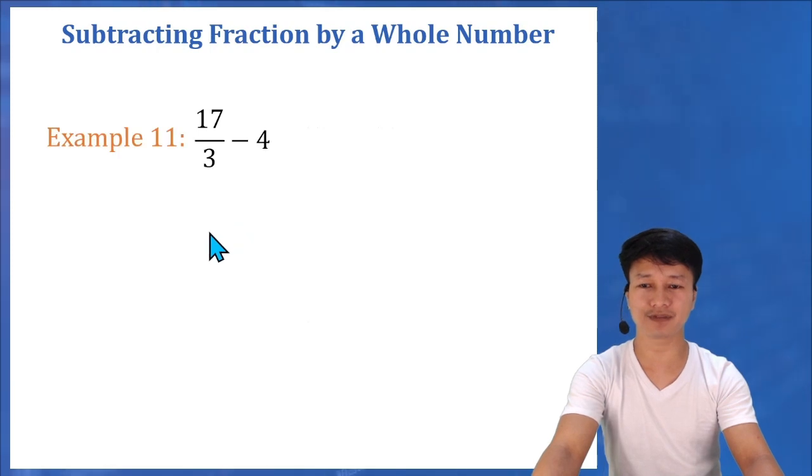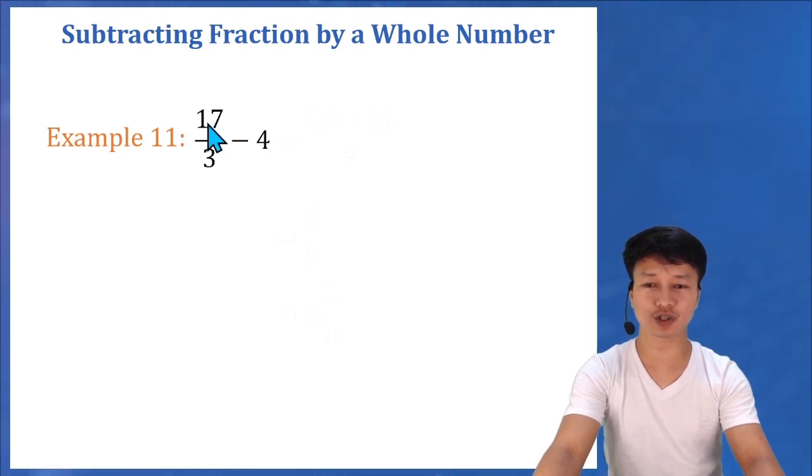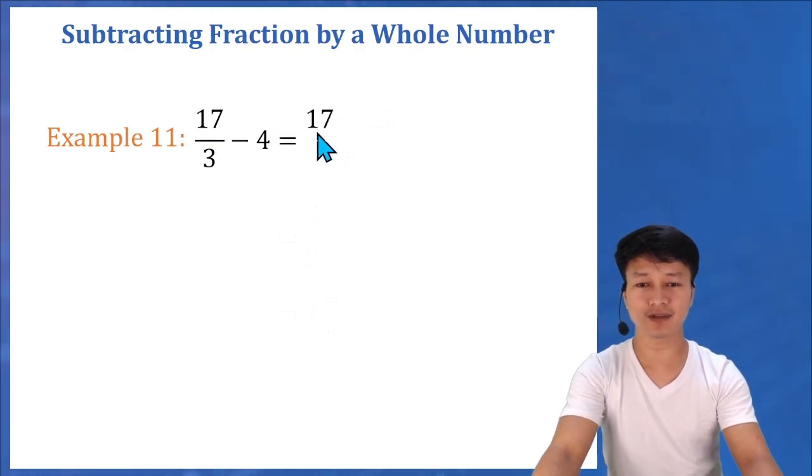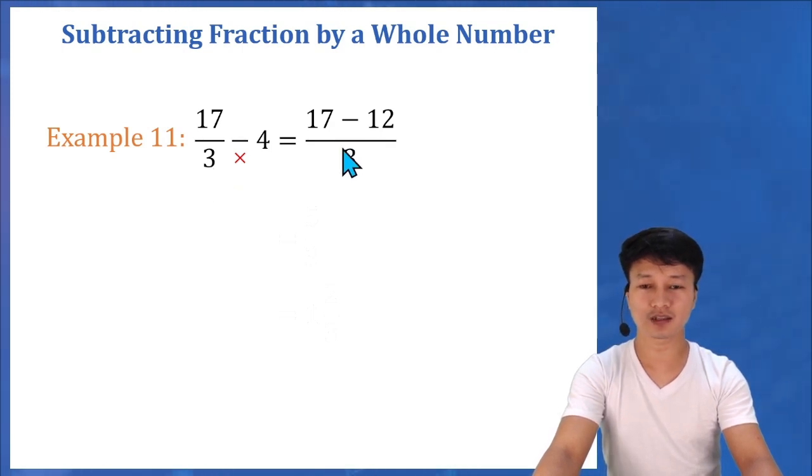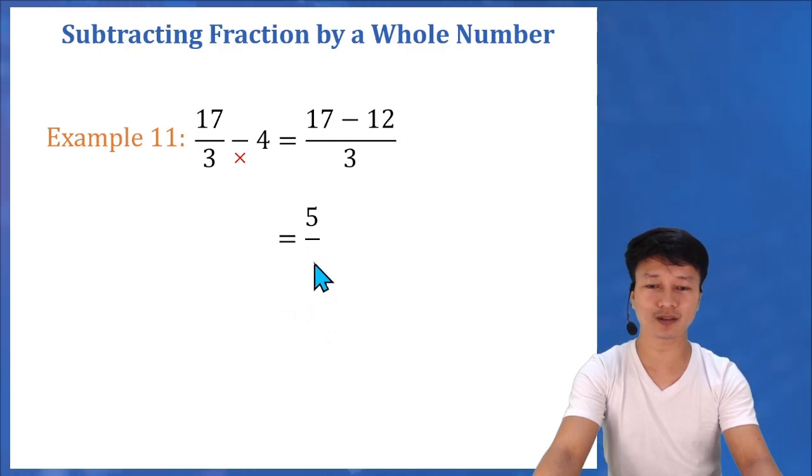Next, example number 11. 17 over 3, this fraction will be deducted by a whole number 4. And so we will do the same. Copy the numerator of our fraction to be subtracted. We have 17 minus the product of the denominator of the fraction we are subtracting and then the whole number na magsasubtract. So 3 times 4 is 12. And over the denominator of our fraction is 3. And so we have 17 minus 12, that will give us 5 over the common denominator 3.